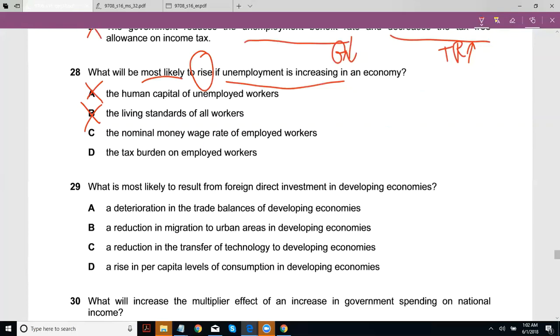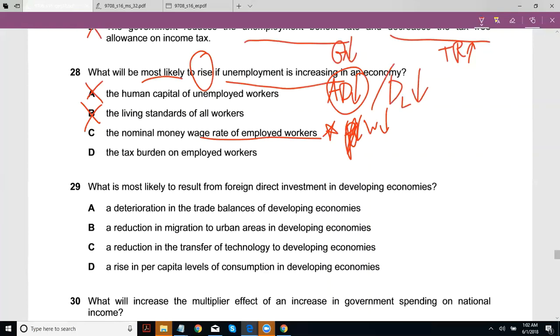The nominal money wage rate of employed workers, well, we're not too sure of that, because if unemployment is increasing, it would depend on the reason for unemployment. If unemployment is increasing because, let's say, aggregate demand is low, then even these guys would be paid less. Their wages would be less because the demand for labor is low. If demand for labor is low, then wage is less. So I can't really tell unless I know the cause of the unemployment, so we can't say that this is most likely to rise.